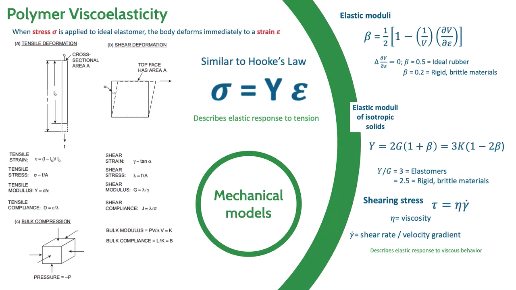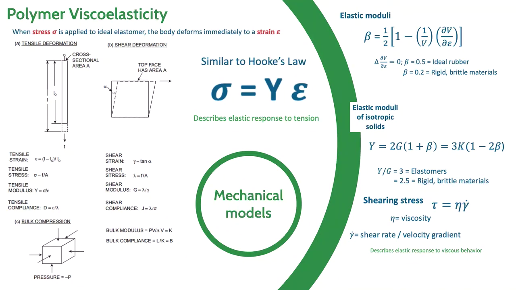When there's no significant volume change, beta is equivalent to 0.5, and this is typical of an ideal rubbery material. As real solids dilate when extended, values of beta can go down to 0.2, and this is characteristic of rigid brittle materials.